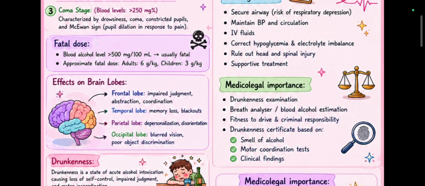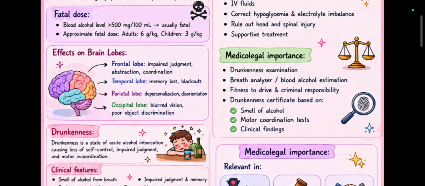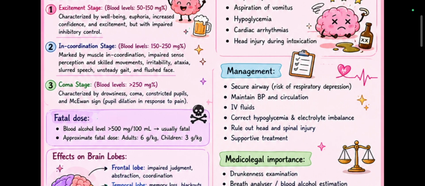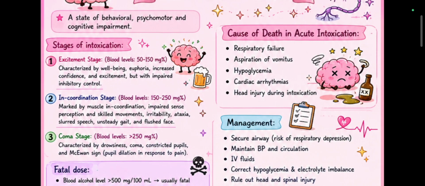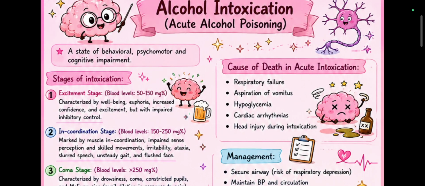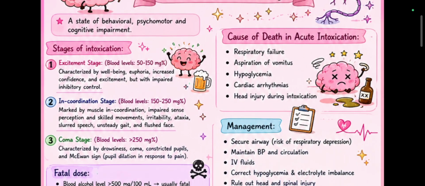Temporal lobe involvement leads to memory loss, blackouts. Parietal lobe, depersonalization. The person starts to think that he is not himself, or she is not herself, or that his body is not with him, like that. And disorientation. In occipital lobe, blurred vision, poor object discrimination. So these are the effects on brain lobes. We learned about the stages, fatal dose, and effects on brain lobes. Talking about cause of death in acute intoxication: respiratory failure, aspiration of vomitus, hypoglycemia, cardiac arrhythmias, and head injury during intoxication.